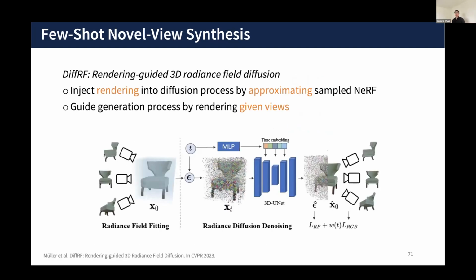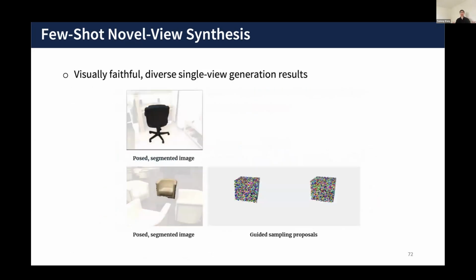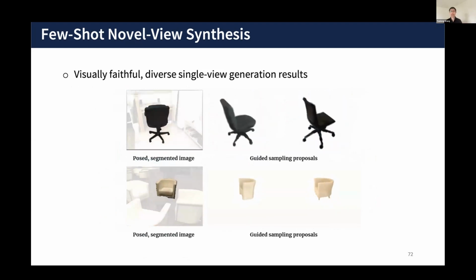One example along this line is DiffRF, which incorporates diffusion-based generation into NeRF. The key idea is to inject rendering into the diffusion process of a NeRF by approximating the sample NeRF during training. In this way, an approximation of the final sample NeRF can be obtained using gradient, enabling optimization through rendering, similar to the standard NeRF optimization, but without the requirement of time-consuming sampling. After training, this model is able to generate diverse NeRF representations that align with the reference views. As shown here, DiffRF generates visually feasible results with high diversity.